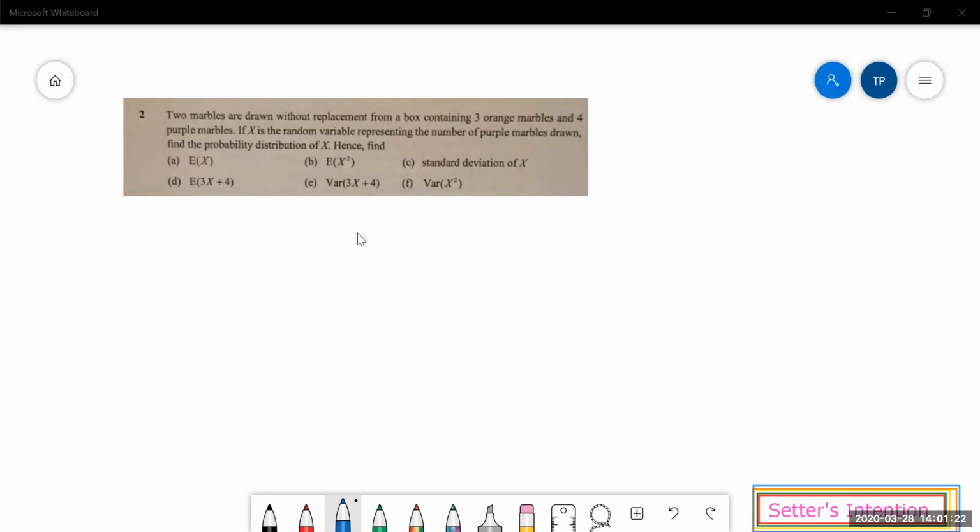Okay, question 2. Same thing, break down the question first. Obviously this is not going to be an A-level kind of question. This is just a tutorial level kind of question. Two marbles are drawn without replacement. This is when I will underline.